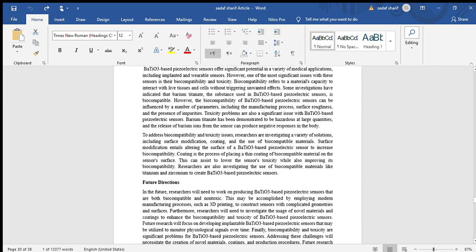Now, to address the biocompatibility and toxicity issues, researchers are investigating a variety of solutions, including surface modifications, coating, or use of biocompatible materials. Now, surface modification entails altering the surface of the barium titanate based sensor to increase the biocompatibility. What is coating? That is the process of placing a thin coating of biocompatible material on the sensor's surface. This can assist to lower the sensor's toxicity while also improving the biocompatibility.